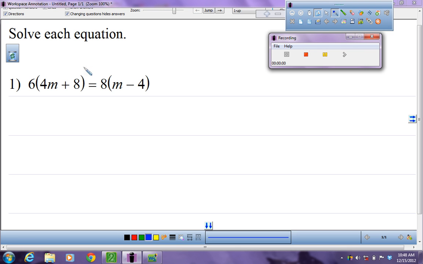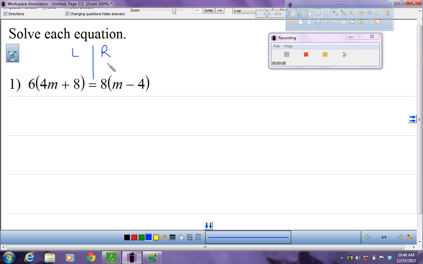Okay, problem number one is basically just solving for the variable, solving for m. Don't forget to do the left side separately from the right side. So just for that, let me do the right side in red instead of in blue.